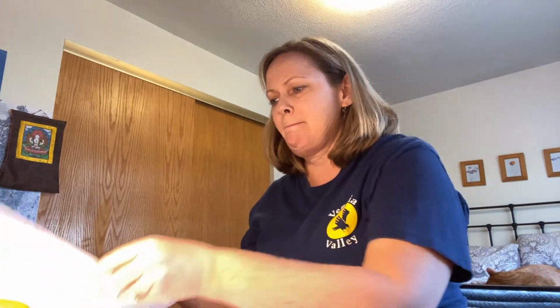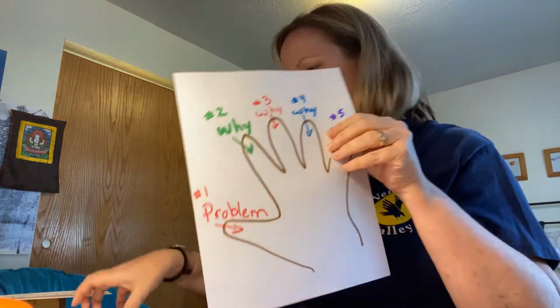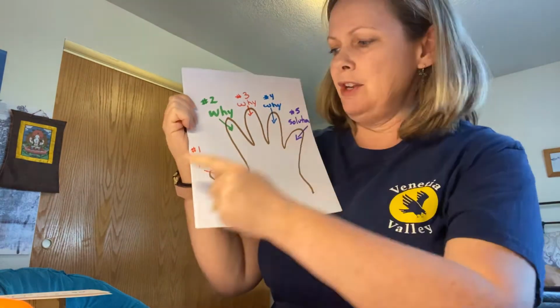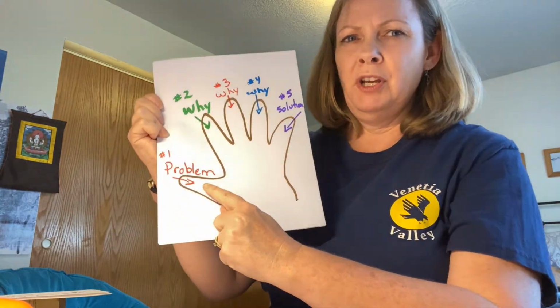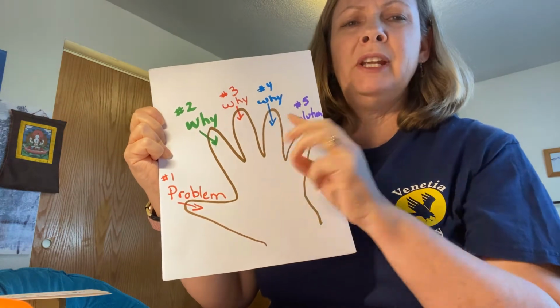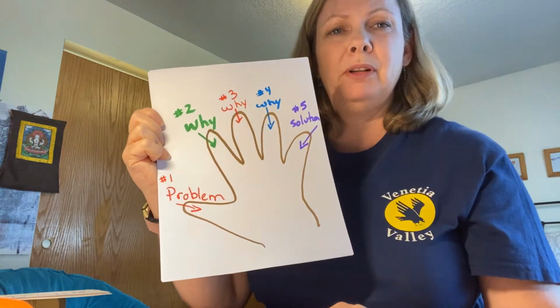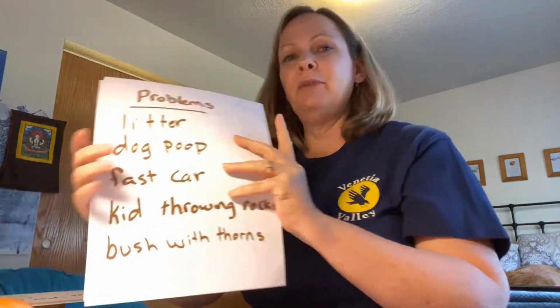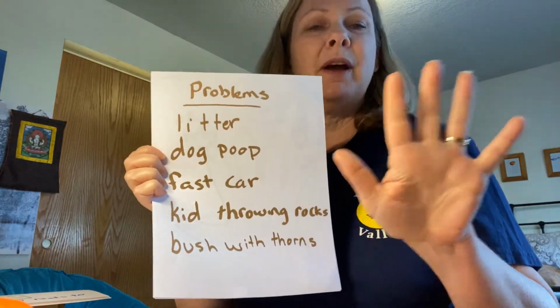So I came up with another thing to show you. First, when you think of a problem, try to think of 3 reasons why it's a problem. And then for the book, we'll make a solution. So get out your hand. Show me 5 fingers. And let's see if we can come up with reasons why these are a problem.